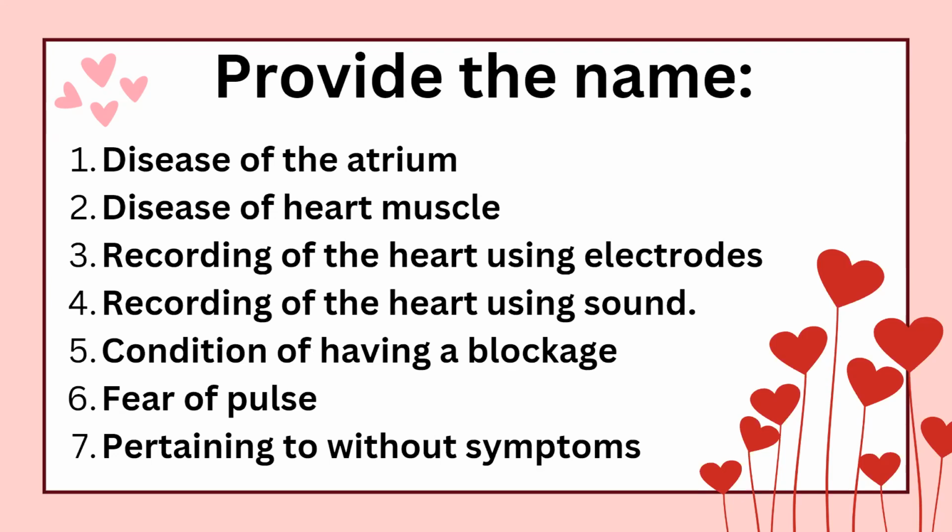For 3 and 4, these are easy to get confused because their abbreviations are very similar. So 3, recording of the heart using electrodes is going to be an electrocardiogram. You'll often see that abbreviated as EKG instead of ECG. And then you have recording of the heart using sound is going to be an echocardiogram. So electro for electricity or echo for sound.